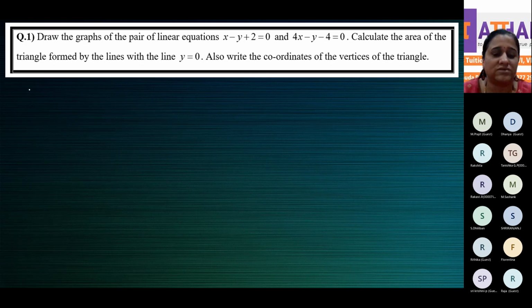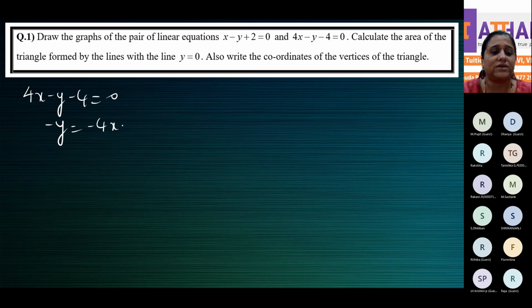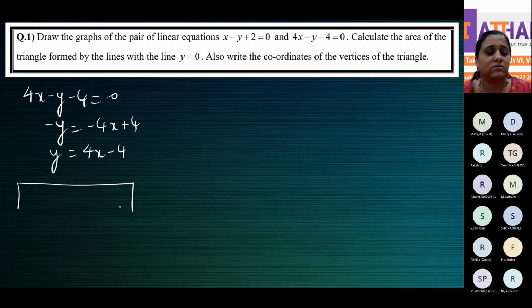So let me work the second one. 4x minus y is equal to 0. So minus y is equal to minus 4x plus 4. Change the signs on both the sides. So you get this one when you change the signs on both the sides. All right, now you'll have to make a table.